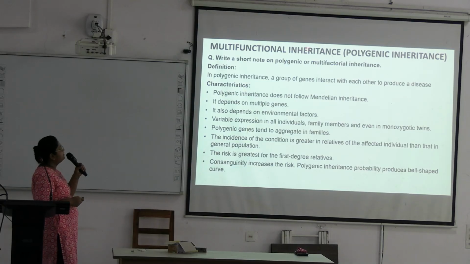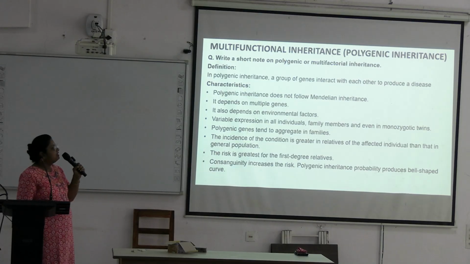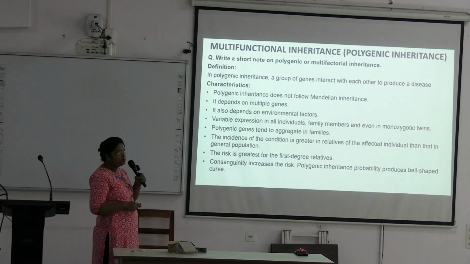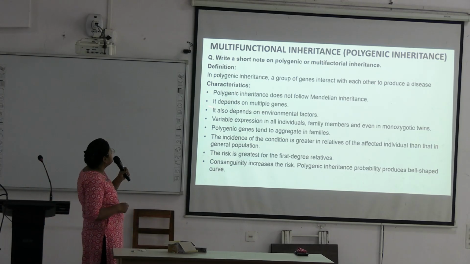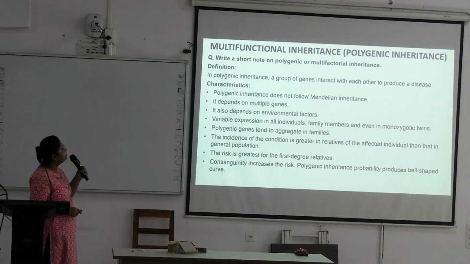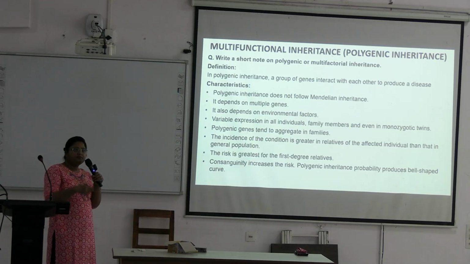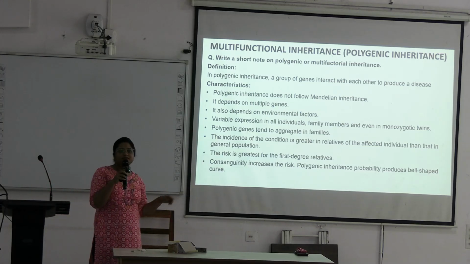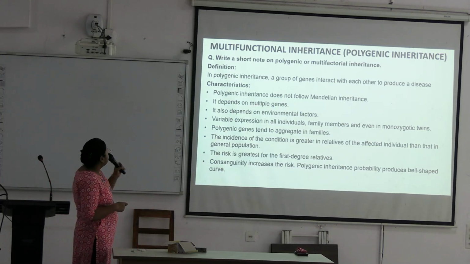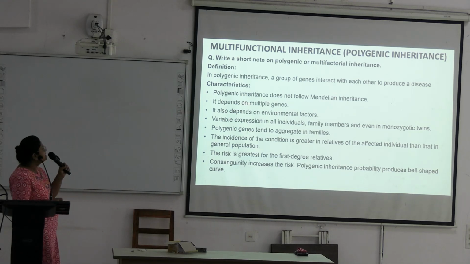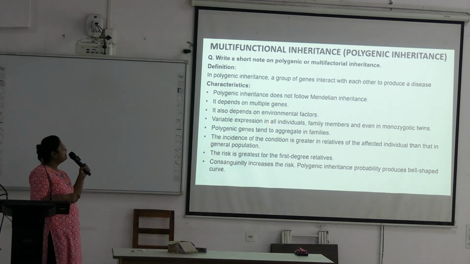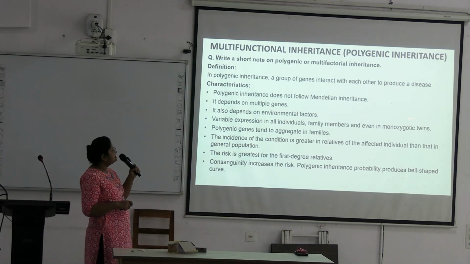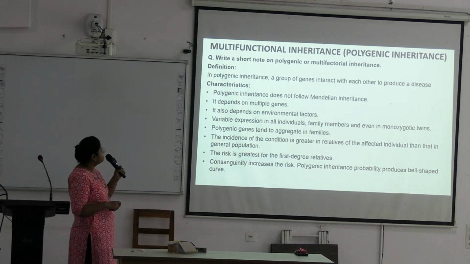Next is multifactorial inheritance or polygenic inheritance. It is a group of genes interacting with each other to produce a disease. Characteristics: polygenic inheritance does not follow Mendelian inheritance. Previous one was Mendelian inheritance. Okay, you have read during 11, 12? Okay. So next, it depends on multiple genes, also depends on environmental factors, with variable expression in all the individuals, family members and even in the monozygotic twins.